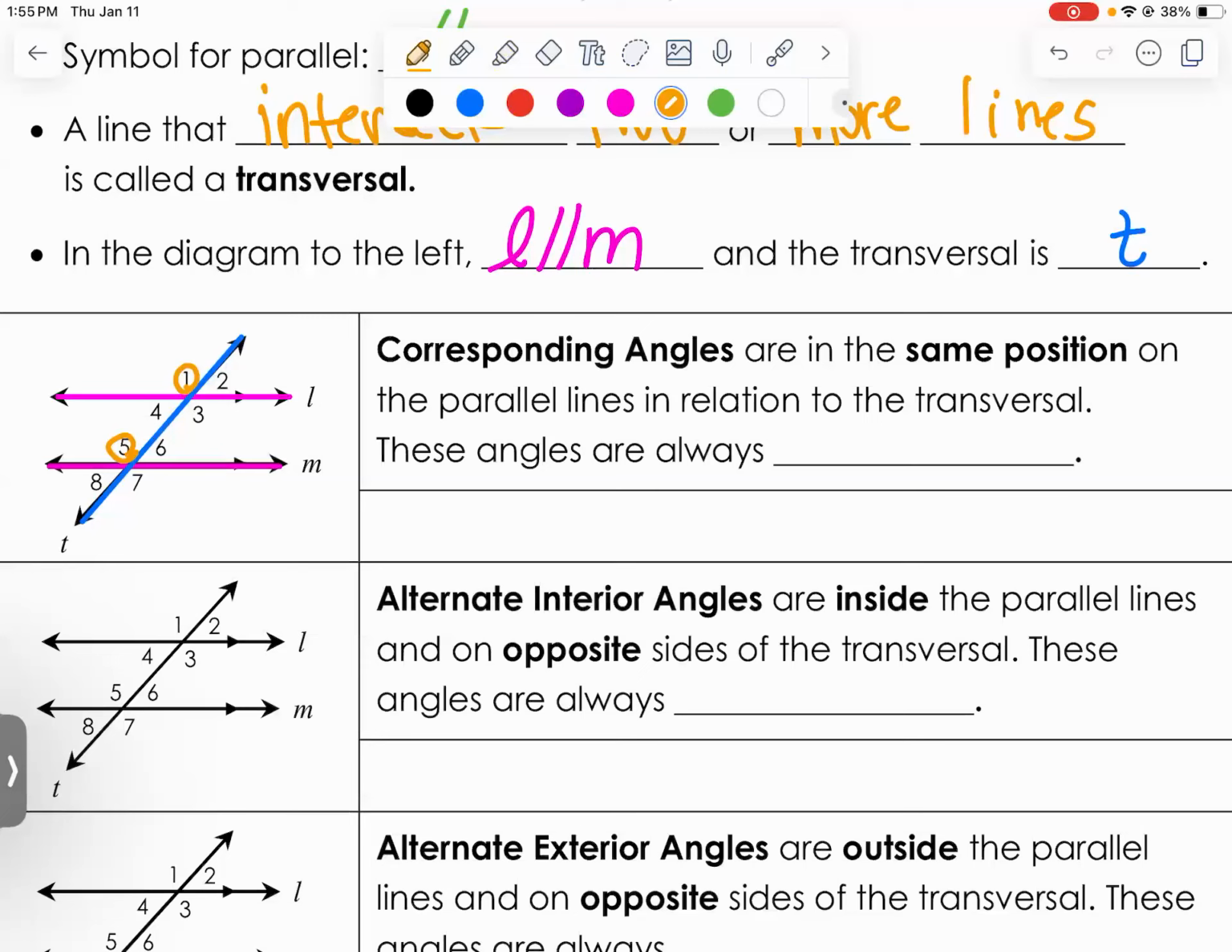Jacob, what's true about angle 1 and angle 5? They're the same. Okay. Why do you think that? So corresponding angles are always congruent. I want you to write that. Okay. So we can say, all right, angle 1 and angle 5 are congruent because they're corresponding angles.